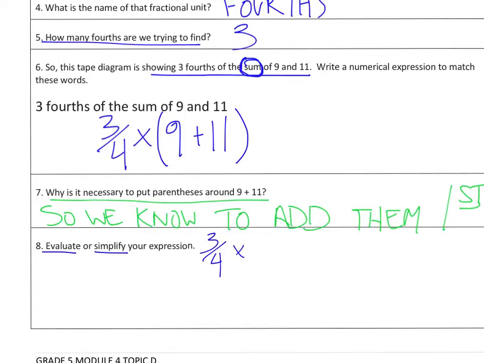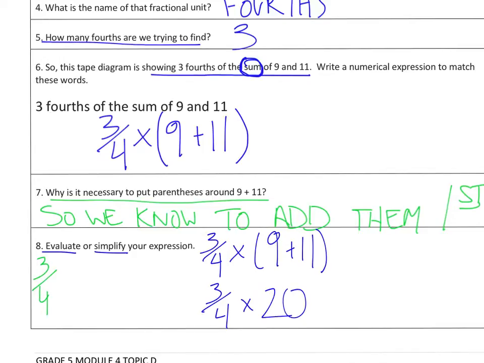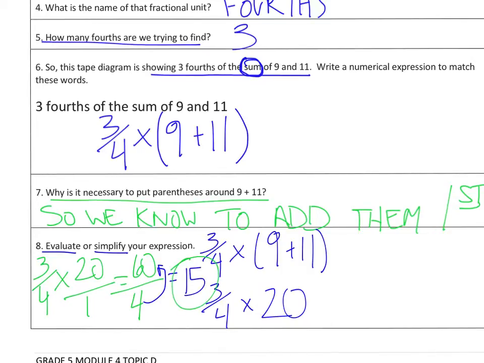3/4 times 9 plus 11. Well, the parentheses mean we do that first, so we know 9 plus 11 equals 20. So now we know our expression is 3/4 times 20. And you guys know how to solve that. So we're going to rewrite that as 3/4 times 20 over 1. And that gives us 60 over 4, because we just multiplied across. Well, how many times does 4 go into 60? It goes in 15 times. So the answer to our expression is 15.